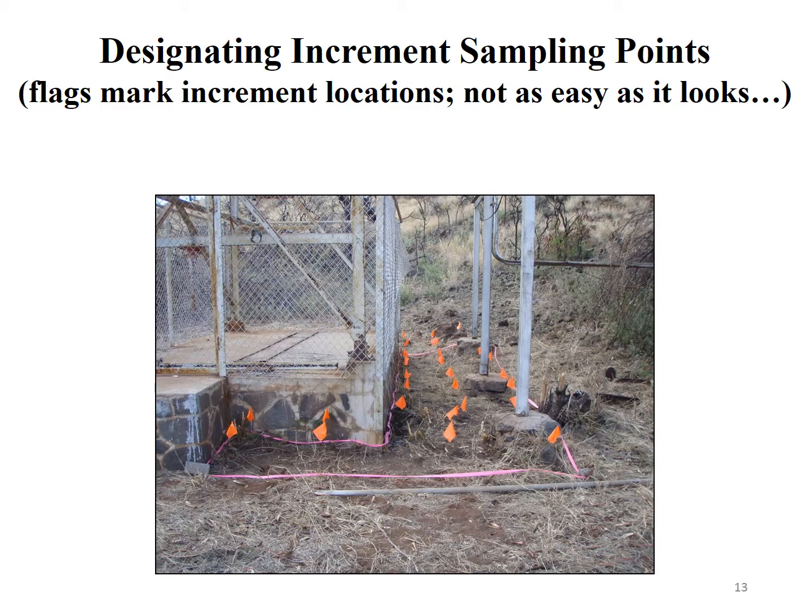Here's an example of increment locations illustrated with wire flags in a small spill area DU next to a former transformer pad. The goal is to have the desired number of systematic random increments located approximately equidistant throughout the decision unit.